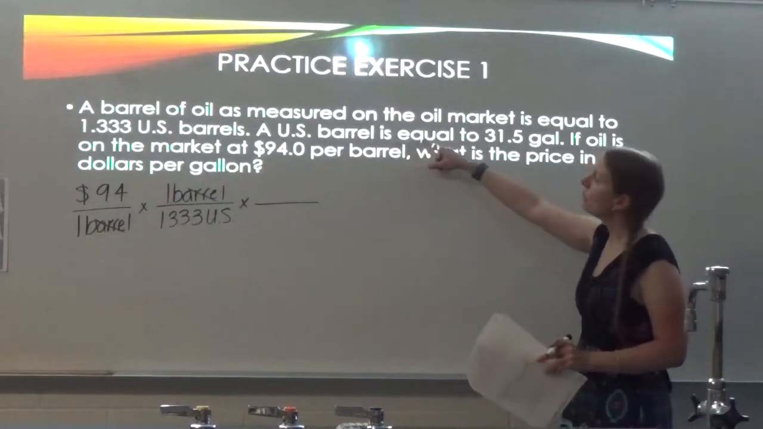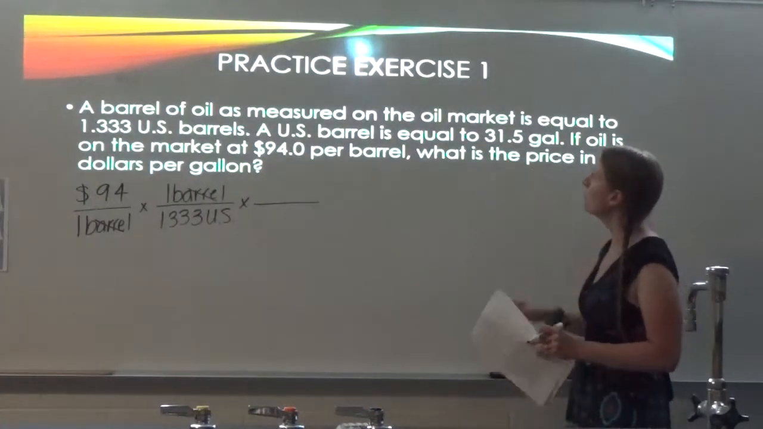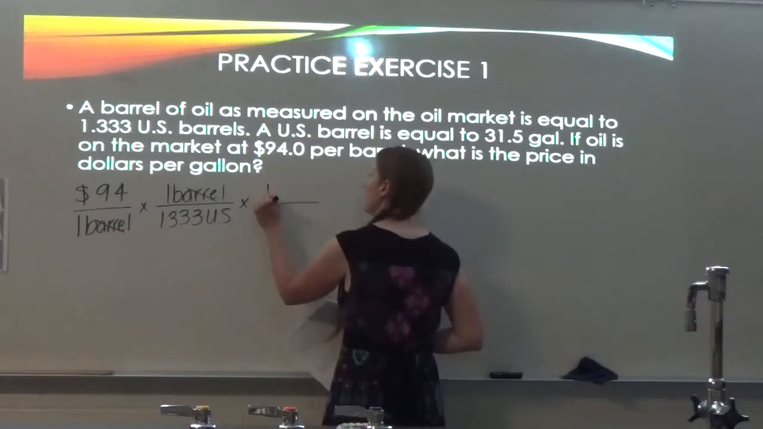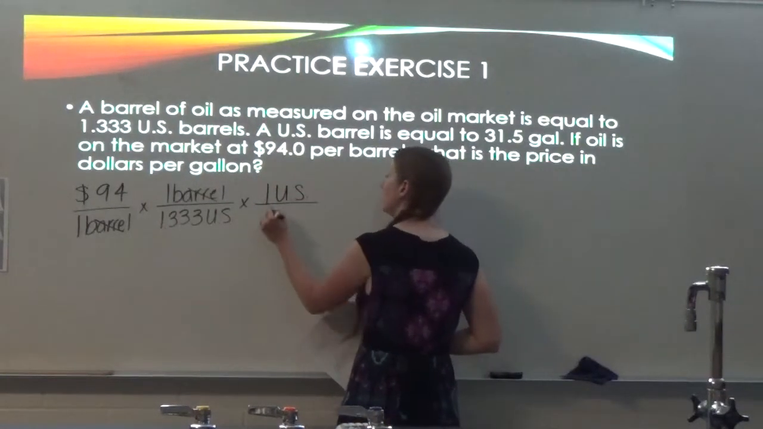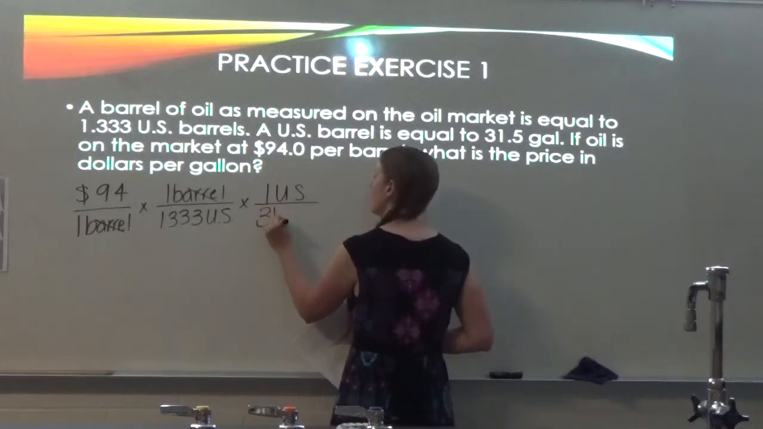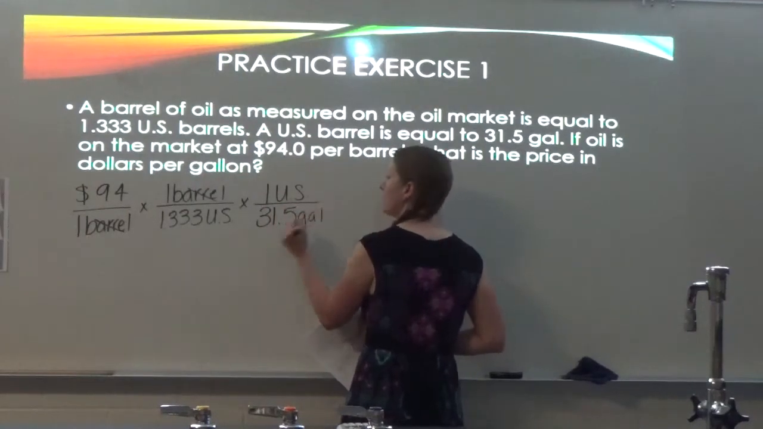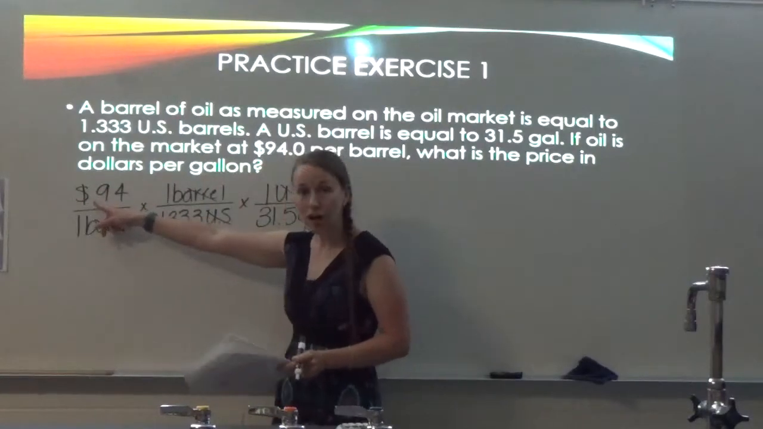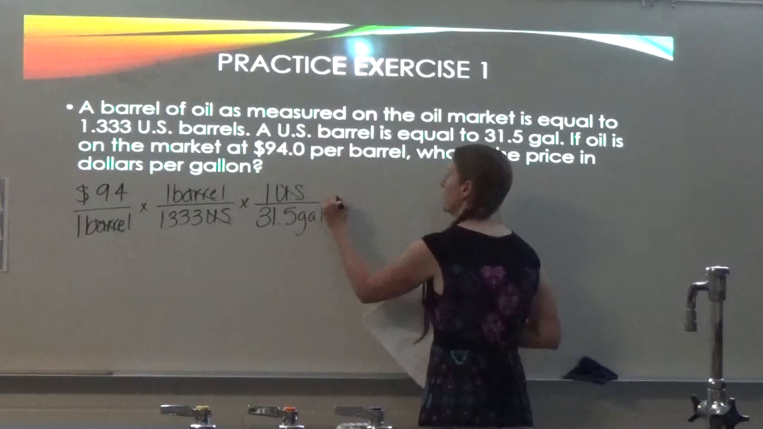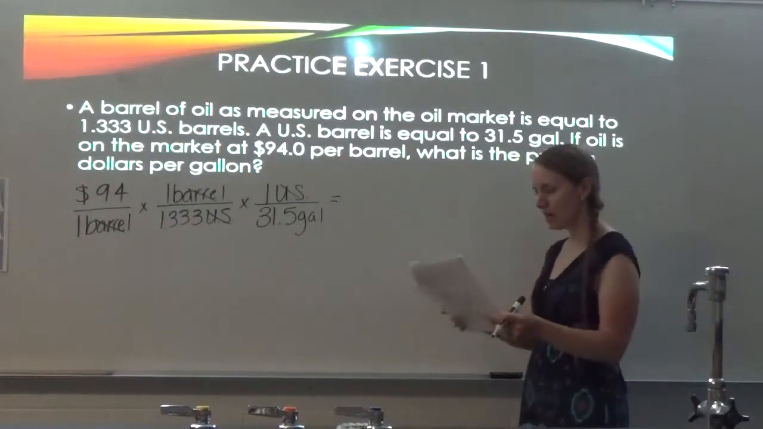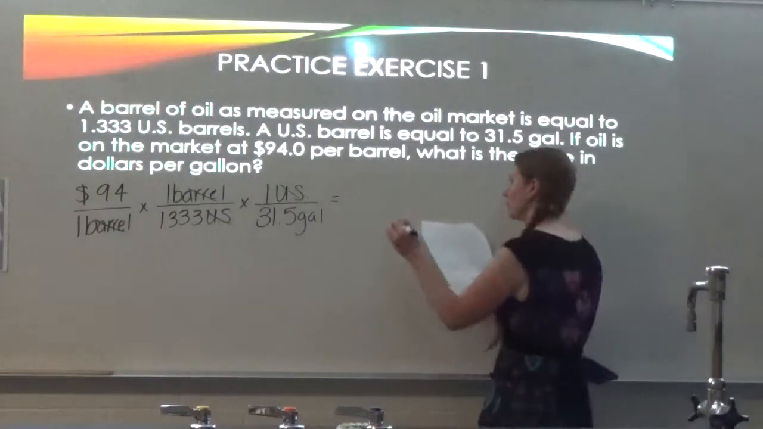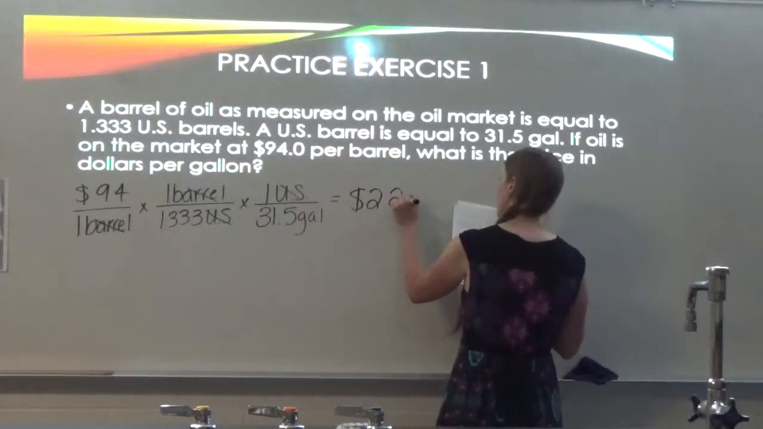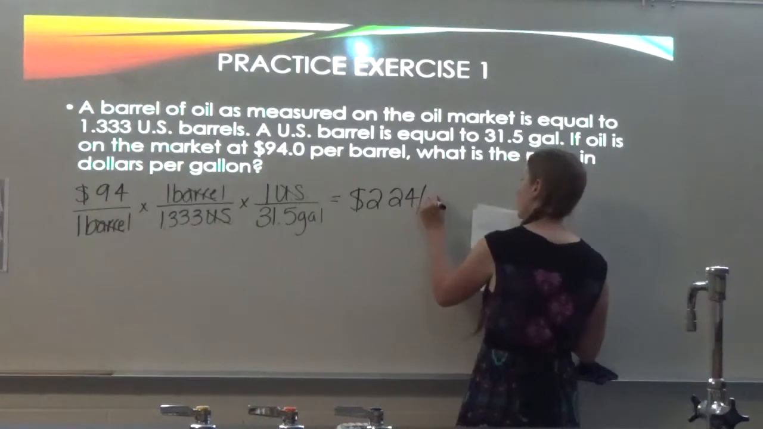Well, it told me 1 U.S. barrel is equal to 31.5 gallons. So I can put my 1 U.S. barrel equals 31.5 gallons. So my U.S. barrel cancel, and so see now I have dollars per gallon. So I just multiply and divide. And when I do that, I got $2.24 per gallon.